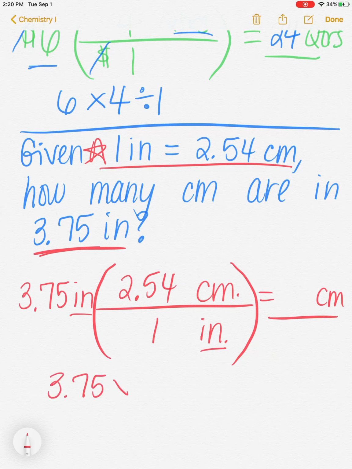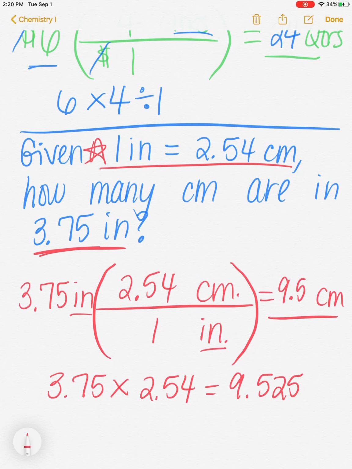Mathematically then, that means I am going to take 3.75 times 2.54. All right, so I plugged that into my calculator, 3.75 times 2.54. That gives me 9.525. So that's my answer, 9.525 centimeters are the same thing as 3.75 inches.